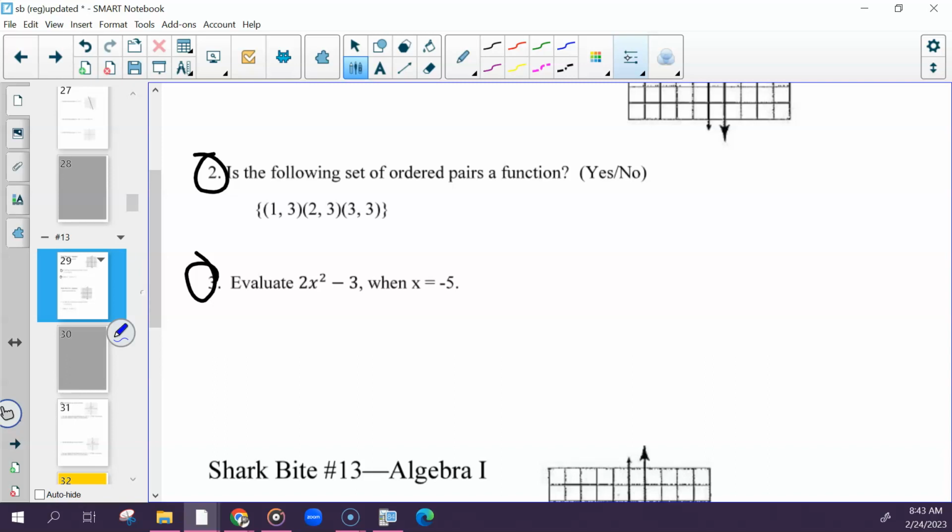Is the following set of ordered pairs a function? So if we have repeating x's that go to different y values, then it would not be a function. But in this case, we have different x values, so this is a function. Questions on that one?